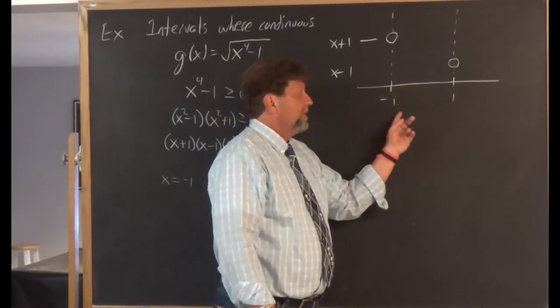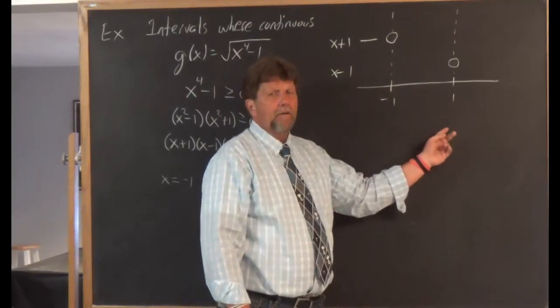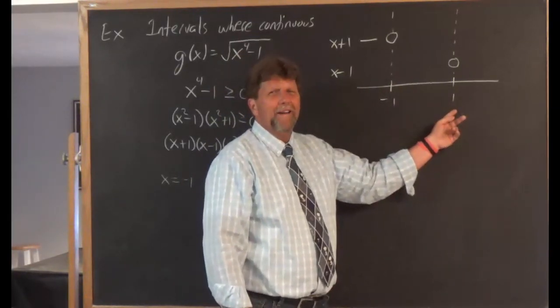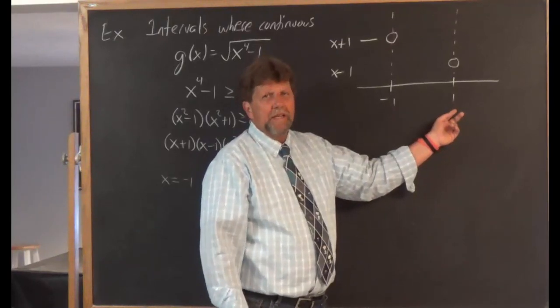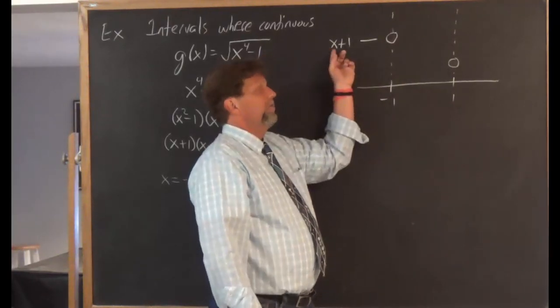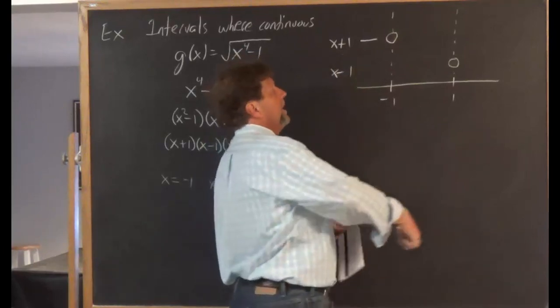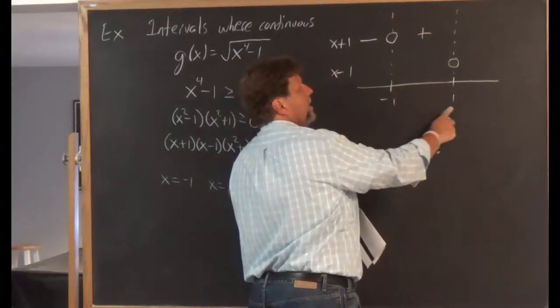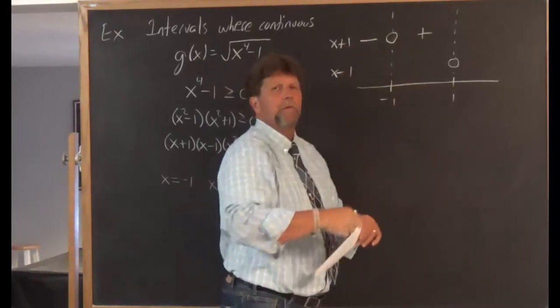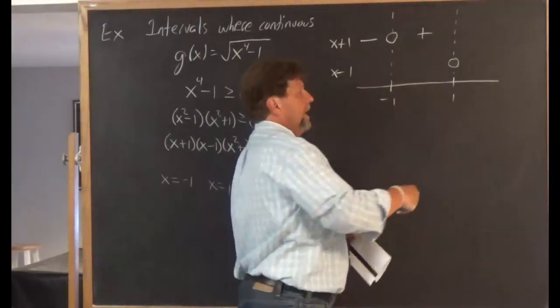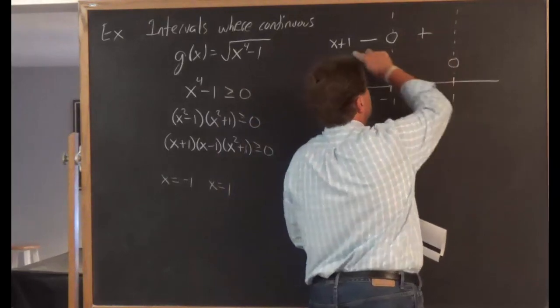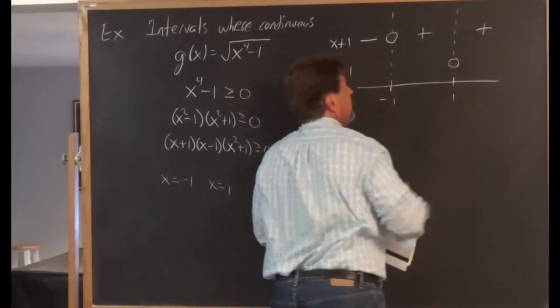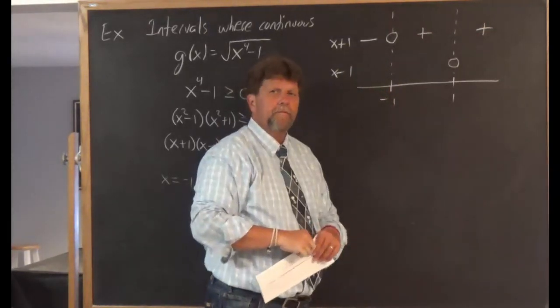Pick a number that you know is in the interval negative 1 to 0. Or I'm sorry, negative 1 to 1. Yeah, I would pick 0. Put that in here for x. x plus 1 would be positive. So for any number you pick in this interval, negative 1 to 1, x plus 1 would be a positive number. And if you pick any number out here, you would see x plus 1 is a positive number.